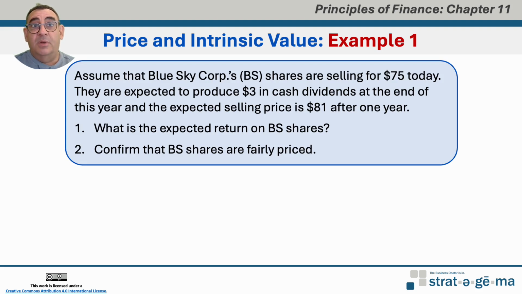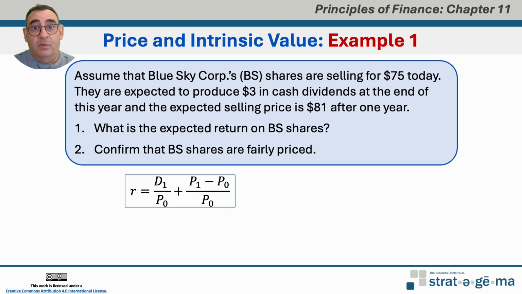They're expected to produce $3 in cash dividends at the end of this year, and the expected selling price is $81 after 1 year. So what's the expected return on BS shares? And can we confirm that those shares are fairly priced?